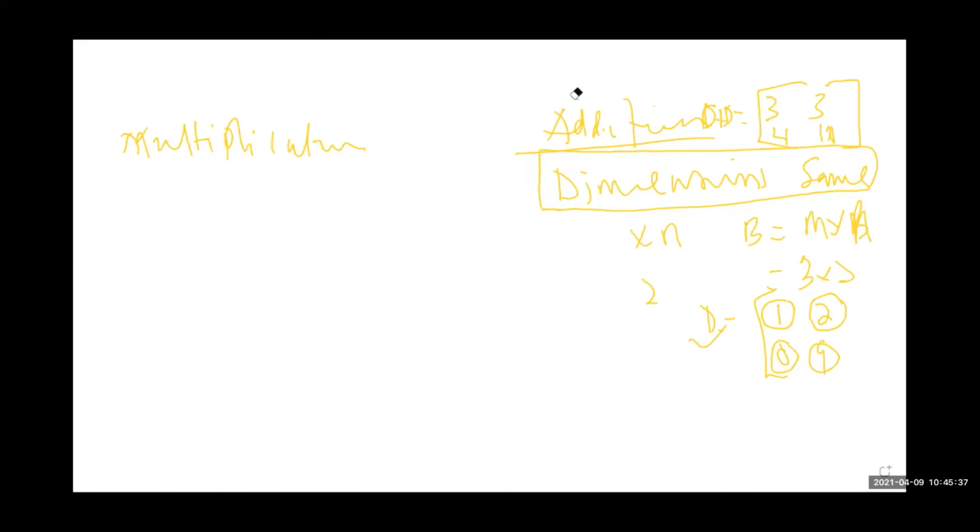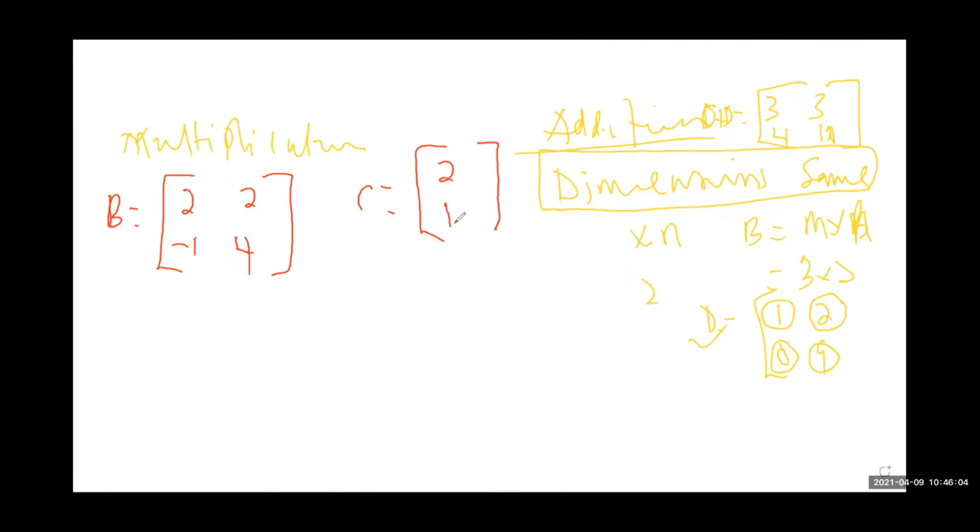Okay, so my friends, let's pick an example for the multiplication. Let's say that I have matrix B giving us 2, 2, minus 1, and 4. Matrix C is also giving us 2, 1, let's say just 2, 1. Let's look at this. This is a 2 by 2 dimension, and this is a 2 by 1.